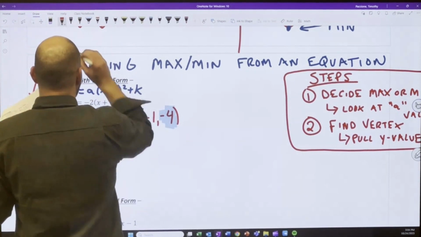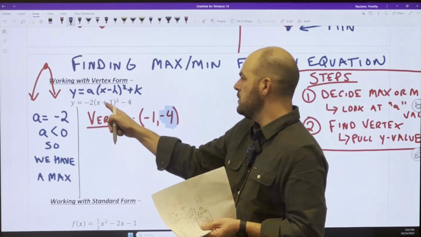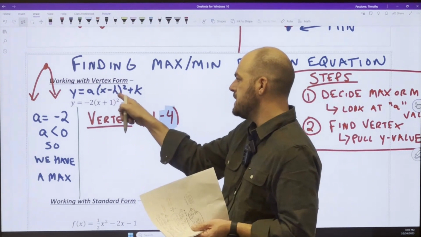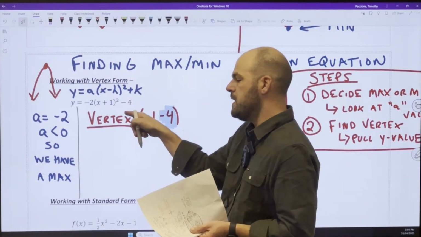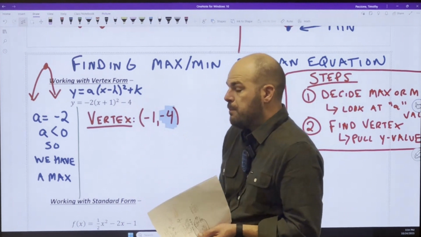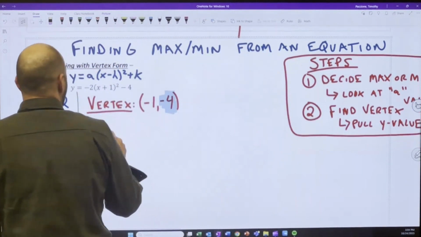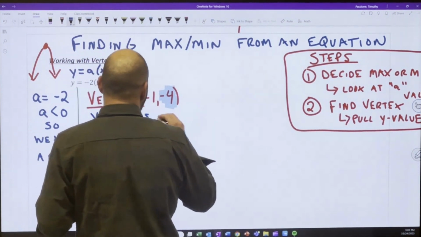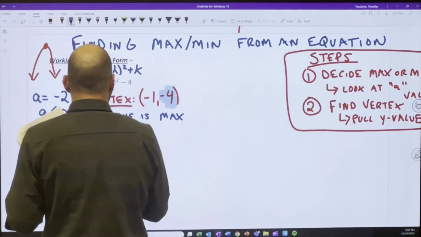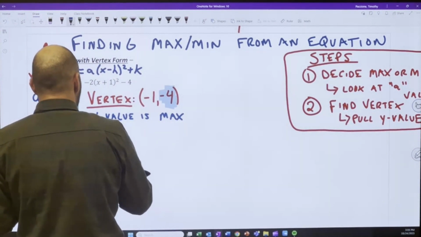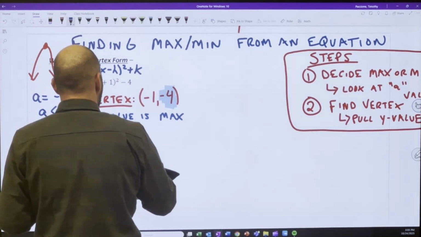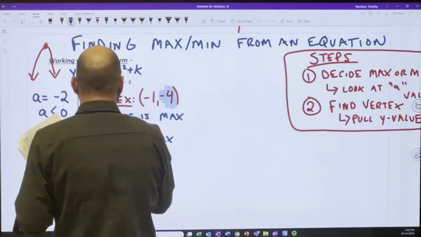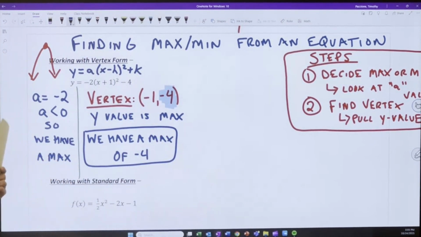So when you're pulling out a vertex from vertex form, you take that number and you make it negative, and you keep that number. See how it's -h and plus k. You flip that one, you keep that one. If it's negative, do we flip it to positive? Yep, exactly. Okay, so the y value is our max or min, in this case our max. So our answer to our first question is, we have a max of -4, right?